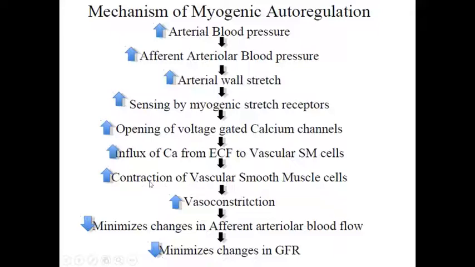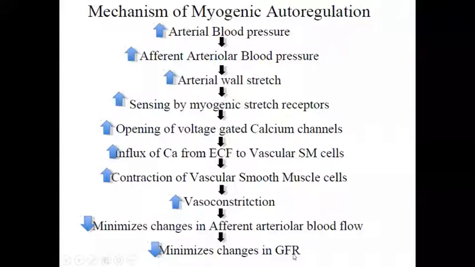So you have vasoconstriction, because the smooth muscle cells in the blood vessels contract. That vasoconstriction will minimize changes in the afferent arteriolar blood flow. If you have an increase in blood pressure, the blood flow is going to increase, and the response is vasoconstriction to minimize changes in the afferent arteriolar blood flow. Then that will also minimize changes in the glomerular filtration rate.